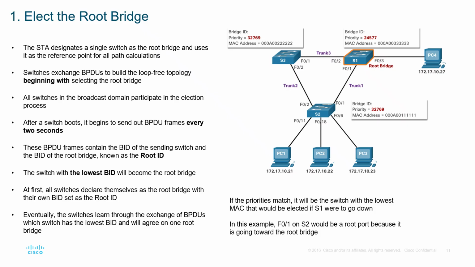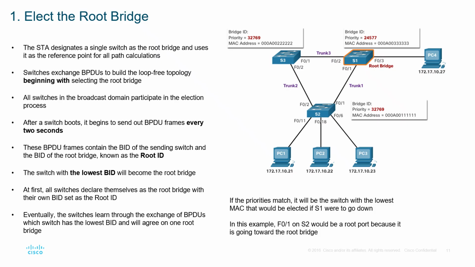So after the switch boots up, all switches begin to send out those frames every 2 seconds. When a switch comes out of the boot state, it always considers that it is the root bridge right from the get-go, until it starts receiving the BPDUs from the other switches. These frames contain the BID of the sending switch and the BID of the root bridge, known as the root ID. Again, the switch with the lowest BID will become the root bridge.